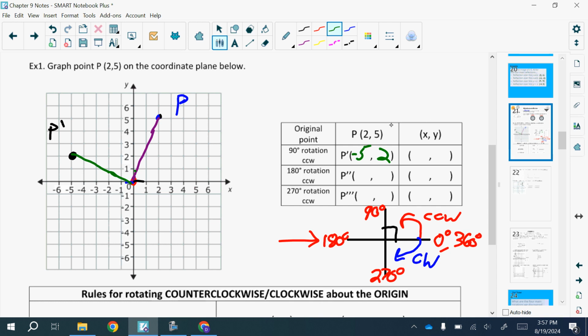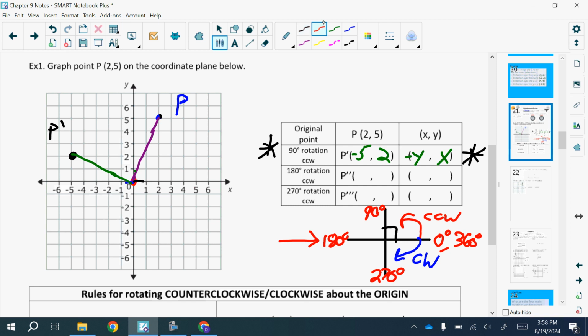If we look at this relationship from 2, 5 to -5, 2 and put it in a general sense, in terms of x and y, our (x, y) went to (-y, x). So this is our general rule now for 90 degrees, and this is the fact we're going to use to go through 180 and 270.